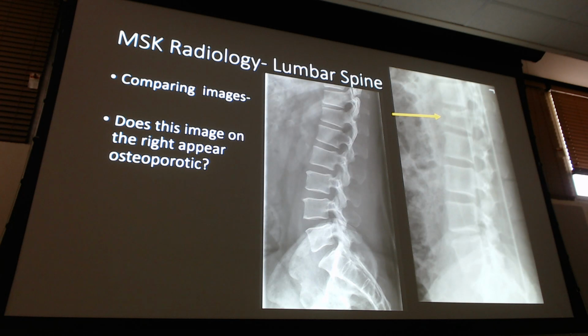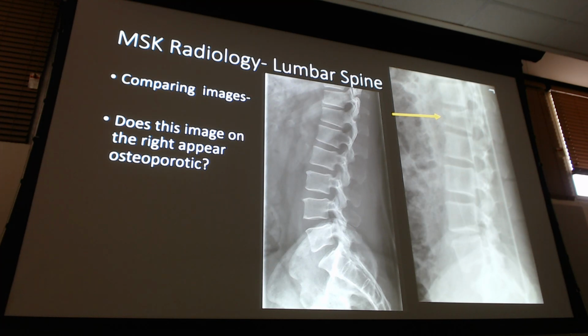Looking at more lumbar spine things. Big yellow arrow, but do you see the compression fracture in the lumbar spine? All right, give you lots of examples. Does it look osteoporotic compared to the other side? Right, this is normal. Now understand every patient's a little bit different. But would you consider the one with the compression fracture, this patient maybe has osteoporosis or no?